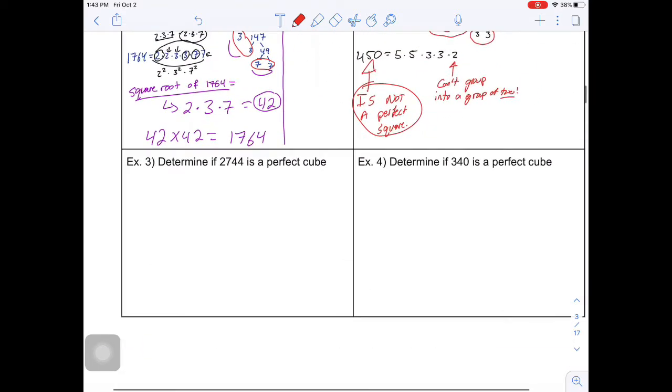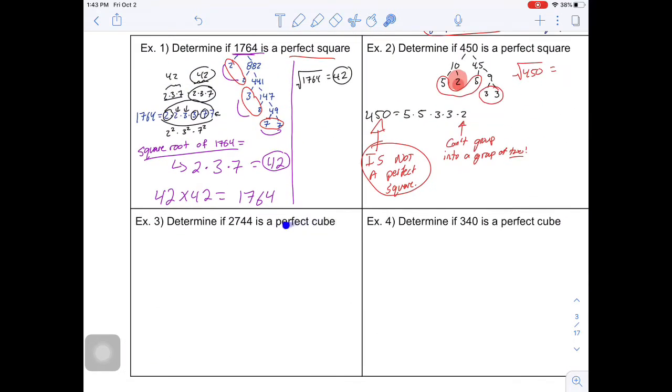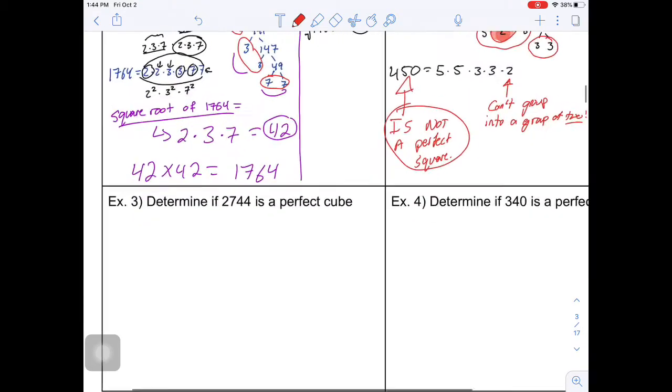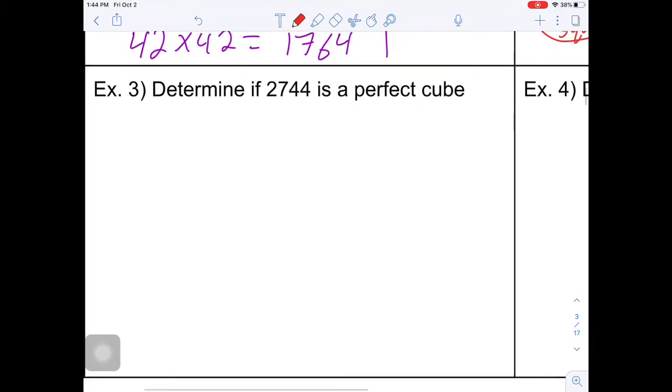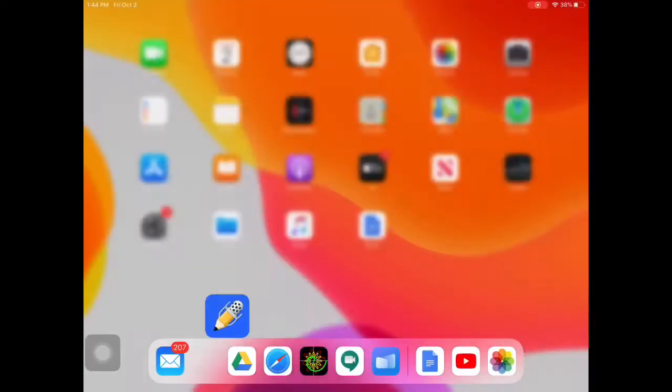Now moving ahead, finding if something's a perfect cube is very similar, but we're not going to group it into groups of 2. We're going to try and group things into groups of 3. Okay, and remember, they have to be the same number. So let's start over here, 2,744. So the first thing I'm going to do is divide this by 4 and see if that works.